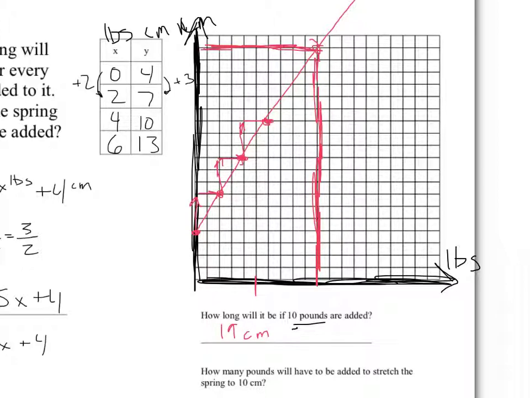Now, I could have plugged in 10 for x. I could have extended my t-chart, 8, 10, and gotten that this was plus 3 would be 16, plus 3 would be 19. I'd have gotten the same thing every time. It doesn't really matter which way you do it. If you've got a perfectly straight line that's drawn very well, you're going to get the same answer.